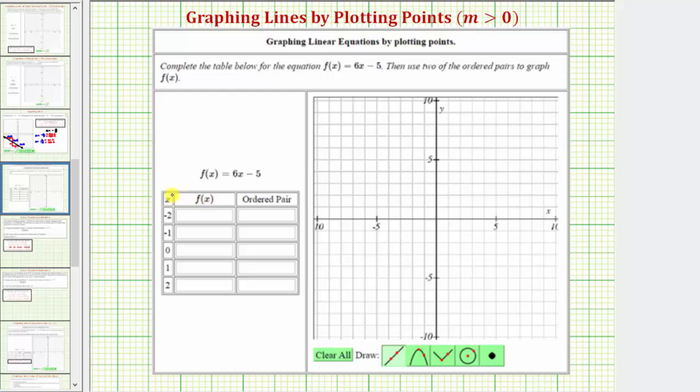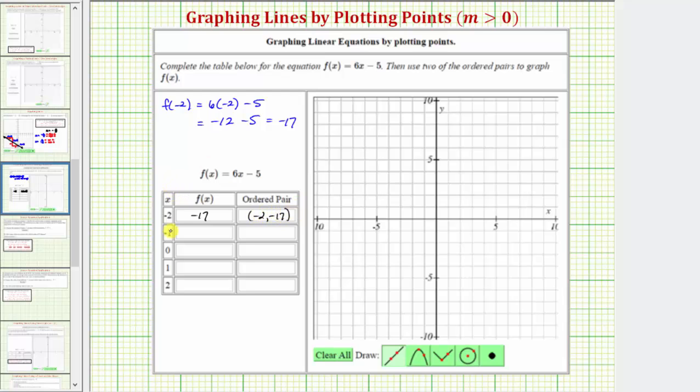Notice how the first x value or input is -2, and therefore the corresponding output is going to be f(-2). So f(-2) is equal to, we substitute -2 for x, so we have 6 times -2 minus 5. Well, 6 times -2 is -12. -12 minus 5 equals -17. So when the input is -2, the output is -17. The ordered pair is (-2, -17).